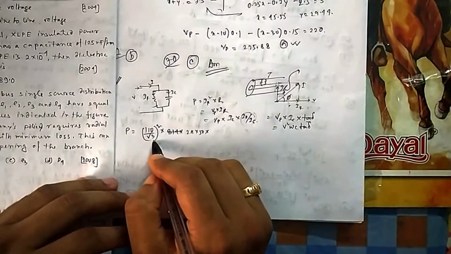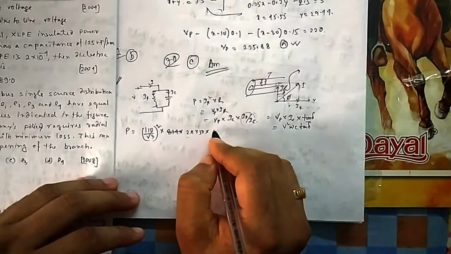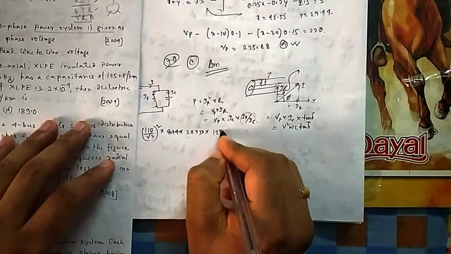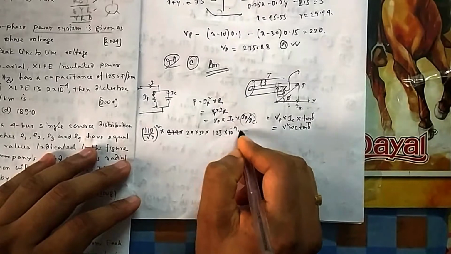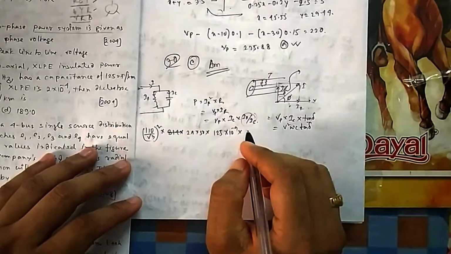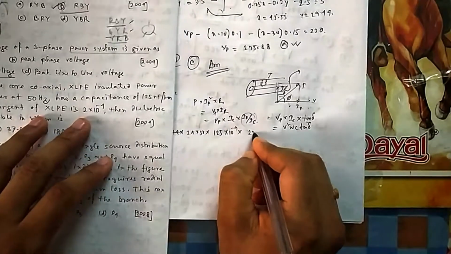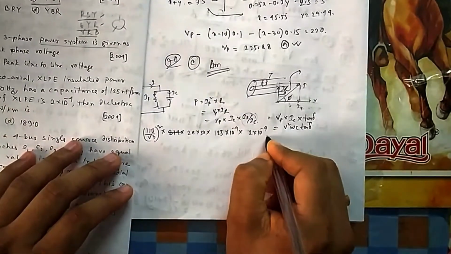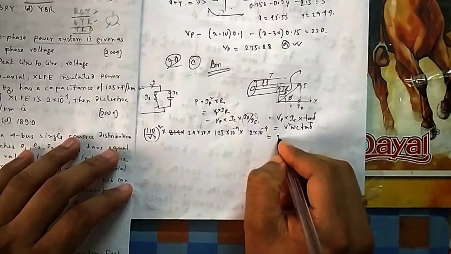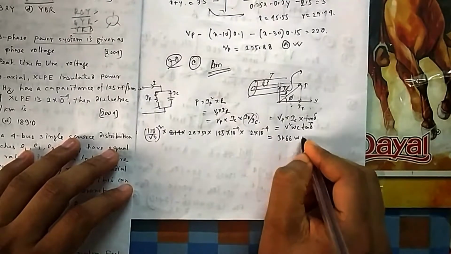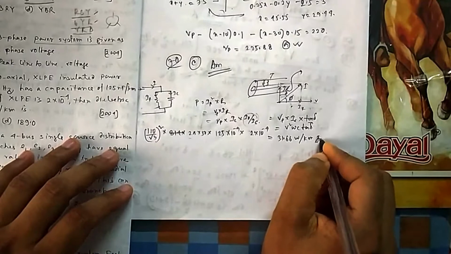So V is 110 by root 3. Omega is 2 pi into 50. C is given as 125 nanofarad per kilometer. So your answer will also be per kilometer, and they are asking you per kilometer only. And tan delta is also given, 2 into 10 to the power minus 4. So if you put all this stuff, you will get 31.66 watt per kilometer. So this is your answer, that is your option B.